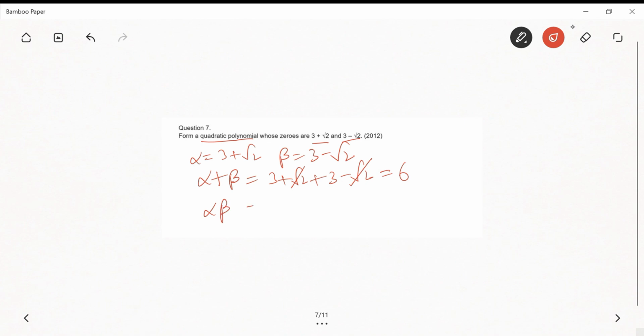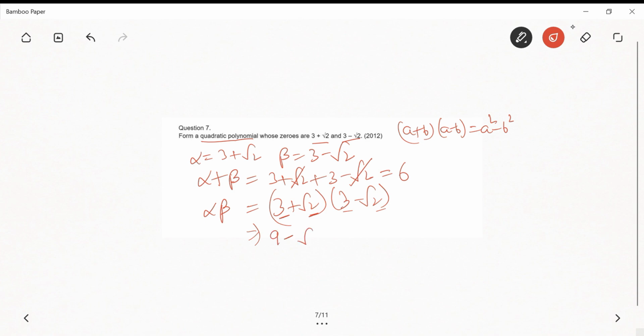Now alpha into beta: 3 plus root 2 into 3 minus root 2. Now see, this is the identity: a plus b into a minus b is equal to a square minus b square. So the value of a is 3, so 3 square is 9, minus root 2 square, which gives 2. So 9 minus 2 is 7. So you will get the product of the zeros as 7.